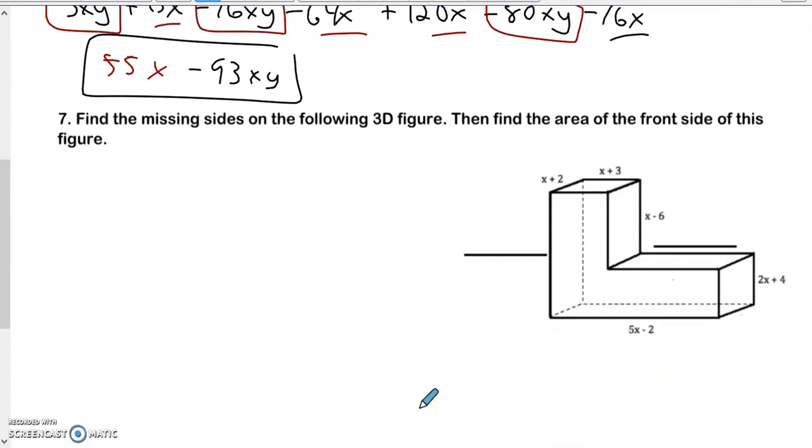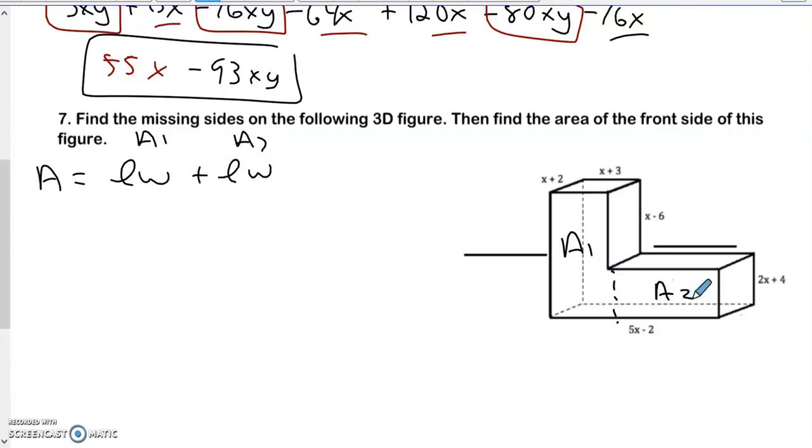It says find the missing sides of the following 3D figure, then find the area of the front side of the figure. So area equals length 1 plus length 2. I'm going to divide this up into 2 areas. So if I put a line here, I'm going to make this A1 and I'm going to make this A2. So again, we have to figure out what our dimensions are.